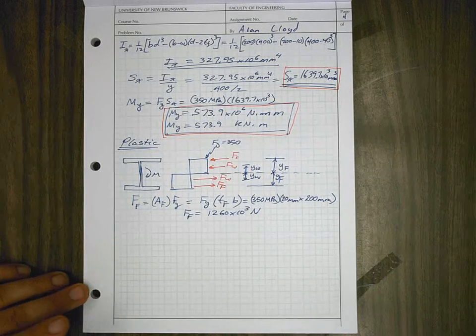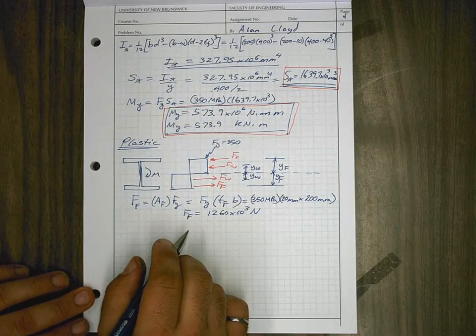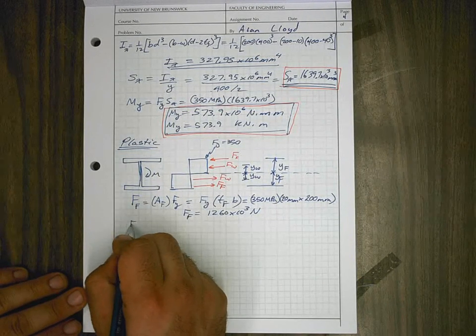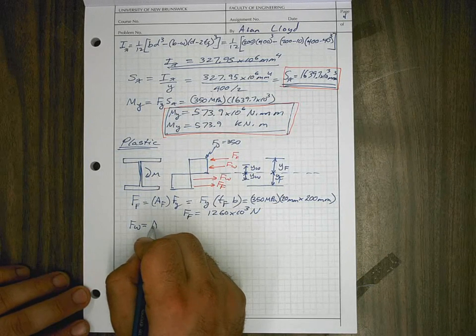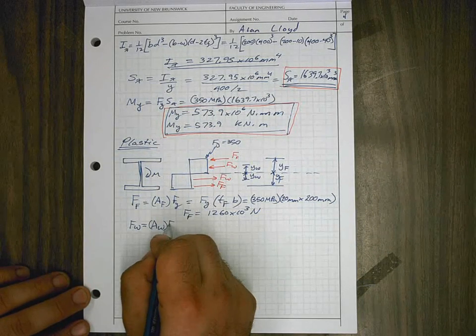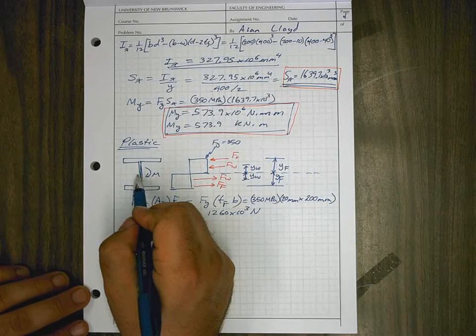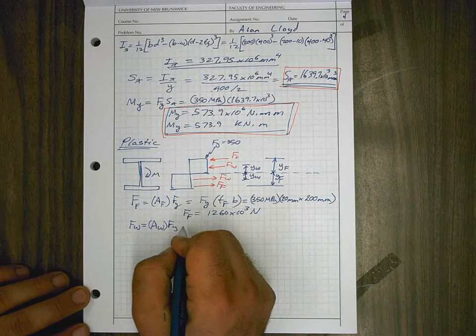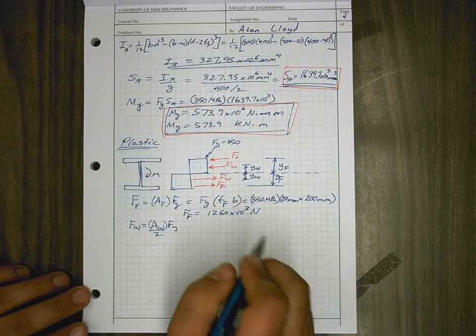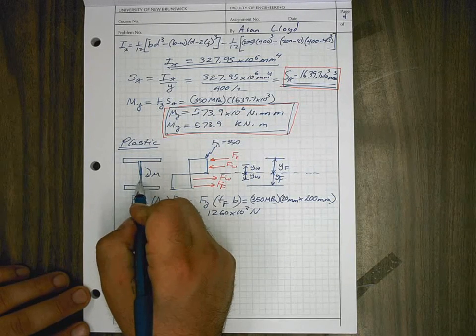Now we can compute our web force the same way. Our force in our web is equal to A web times Fy. So A web is on top of the neutral axis and below the neutral axis. We might as well go A web over 2, because half of it's below and half of it's above.